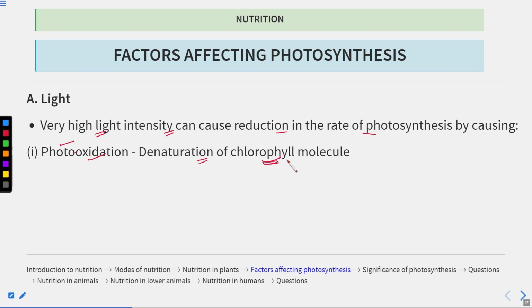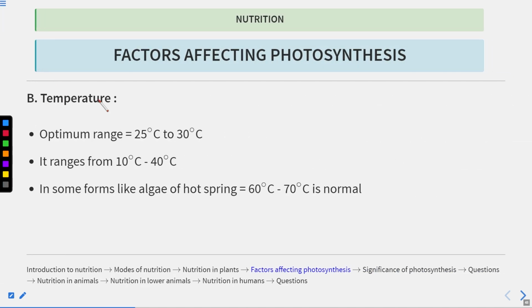If the chlorophyll molecule is degraded, then what will happen? There will be no photosynthesis because chlorophyll absorbs the light and gets excited. Then the electron takes part in the electron transport system, and all the downstream processes take place. Clear? Now let's talk about the temperature.